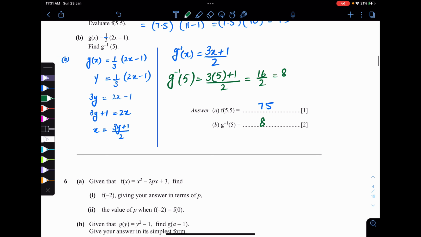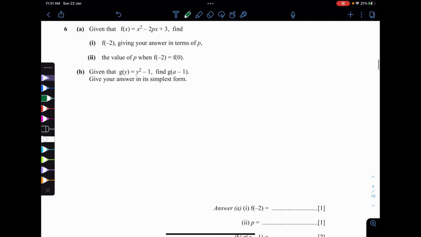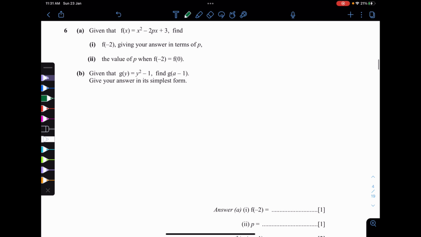All right. Let's move to question number 6. Question number 6 is going to use your algebra basics a lot since it's a quadratic equation system. The first one is quite easy. Before I start with the question, let's read an instruction and understand what that means. Given that this function is this, find f of minus 2. That is quite easy. That's telling us go to function f, put x equal to minus 2. That is perfectly fine. Giving you answer in terms of p.